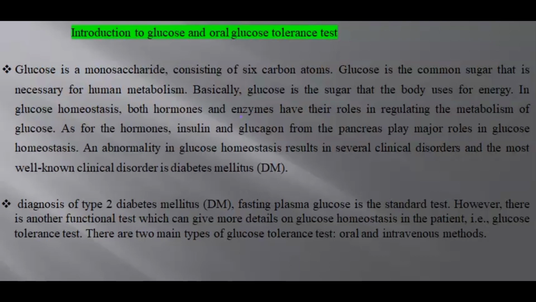And so in this glucose homeostasis, we'll be looking at 2 major hormones that have a very important role to play. One of the hormones is insulin, and another one is glucagon. And both of them are secreted from the pancreas. While insulin is secreted from the beta cells of the pancreas, the glucagon is secreted from the alpha cells of the pancreas. And they play major roles in glucose homeostasis.